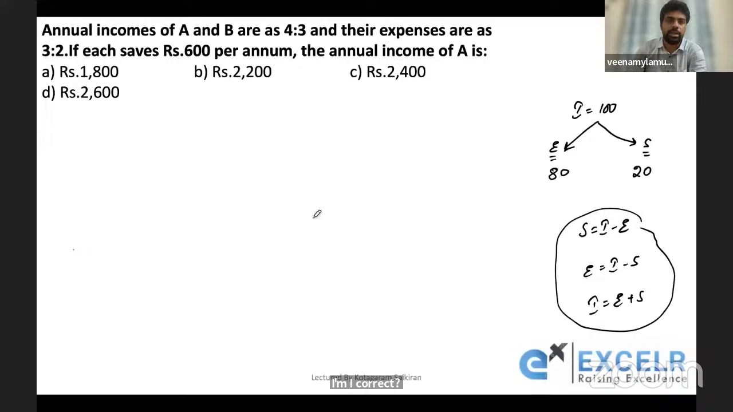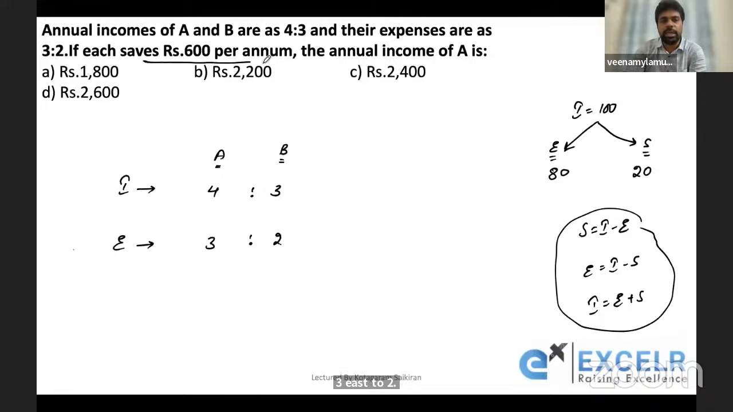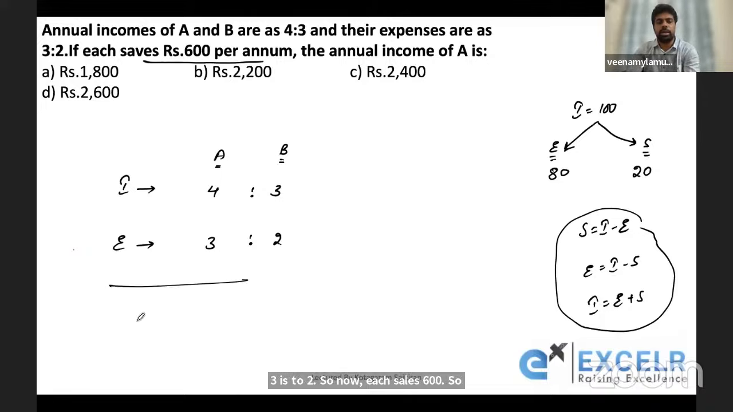So the same logic I'll use here. The incomes of A and B are in the ratio 4:3. Expenditures are in the ratio 3:2. Each saves 600. Savings will be income minus expenditure, so the savings ratio is 1:1. Both are saving the same amount.